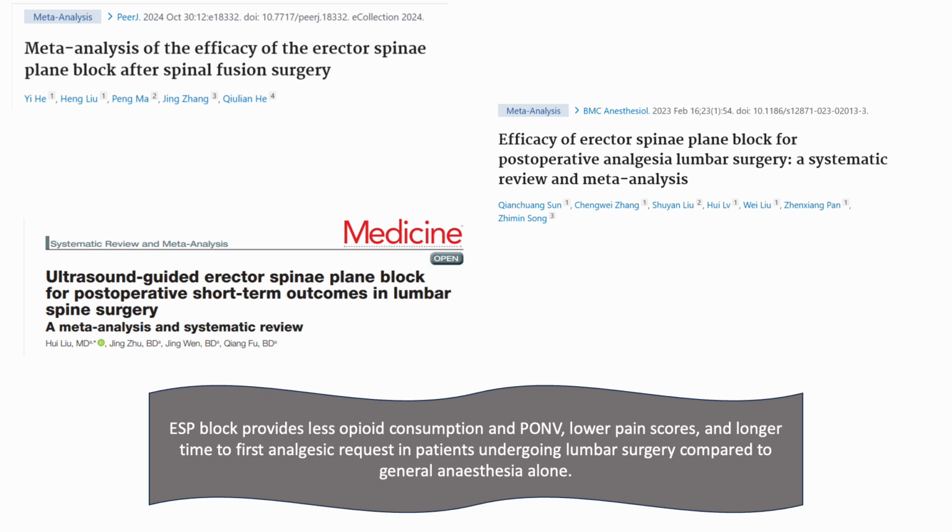ESP block provides less opioid consumption and postoperative nausea vomiting, lower pain scores, and longer time to first analgesic request in patients undergoing lumbar surgery compared to general anesthesia alone.